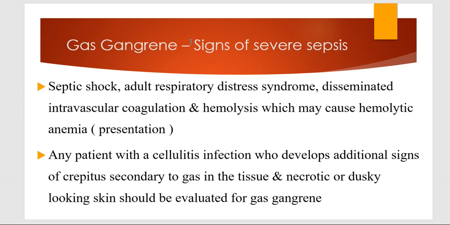What are the signs of severe sepsis in gas gangrene patients? Septic shock, adult respiratory distress syndrome, DIC, finally leading to hemolysis or hemolytic anemia. This could be the presentation of the patient whenever there is severe sepsis in a patient of gas gangrene. Remember, any patient with a cellulitis infection who develops additional signs of crepitus secondary to gas in the tissue and necrotic or dusky looking skin, these types of patients should be evaluated for gas gangrene.